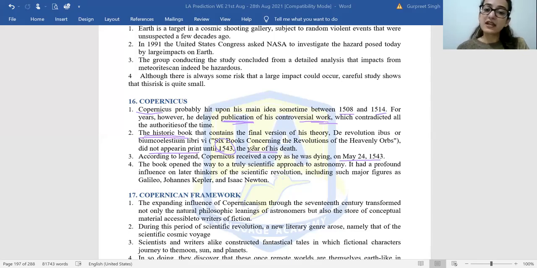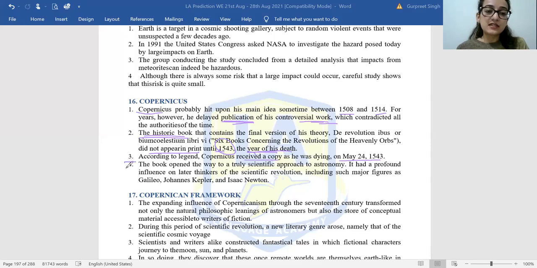This was just said the year of his death, and here they have more narrowed it down, saying that he received a copy as he was dying on this particular day. So talking about year and talking about day definitely makes day narrower than year. Then they said the book opened the way to a truly scientific approach to astronomy. It had a profound influence on later thinkers about so and so.